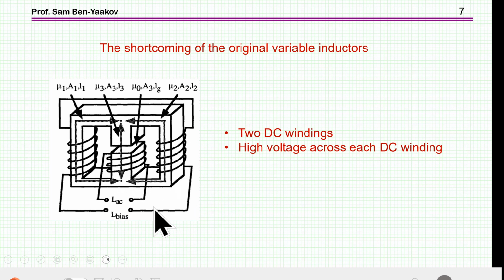Now, if you'd like to have a low DC bias, then you'll have to have many turns. So the turns ratio will be very high, and consequently, the voltage of each of these windings will be very high. Now, this is not very desirable because then you have a problem of insulation, and the voltage can go really very high if the number of turns is high. So this is a major problem with this particular design, which makes it more bulky because you need the space for the two windings and also for the insulation.